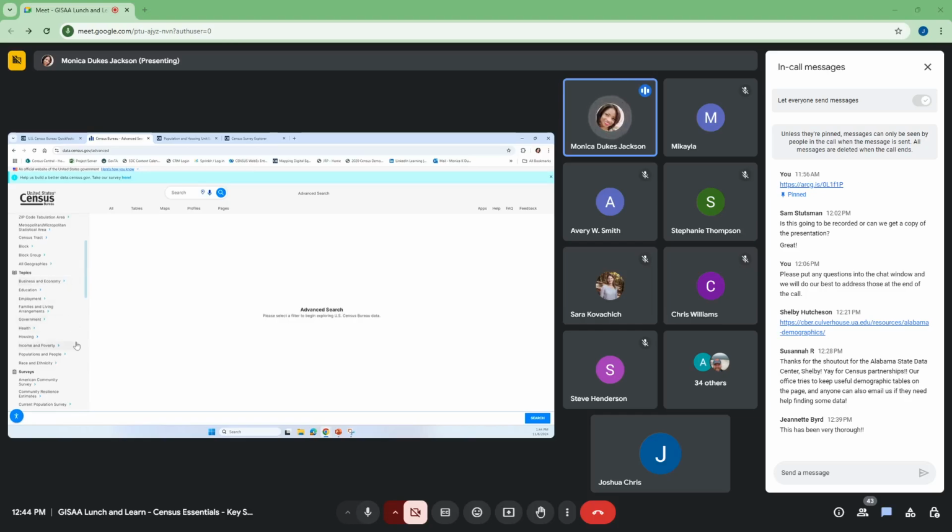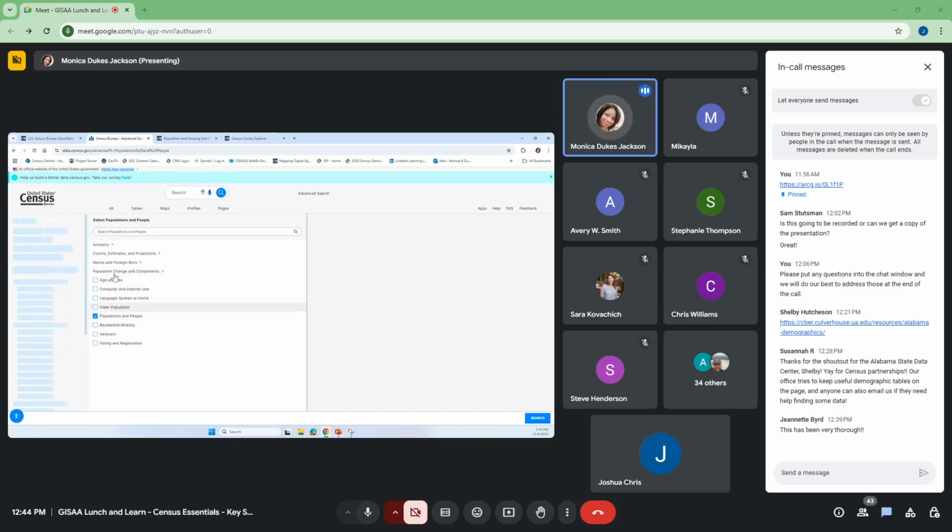We can select the topic. So we're looking at populations and people. I'm going to select populations and people here because that's what I want to take a look at. But you see there's other topics. All of these topics you can search. This is how you utilize this tool, by clicking what you want to find. Now, because I talked about the decennial census first, I know that that is conducted every 10 years. So I want to see what the population was at our last 2020 period. So I'm going to select that.